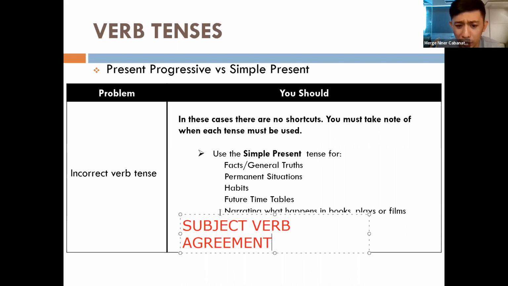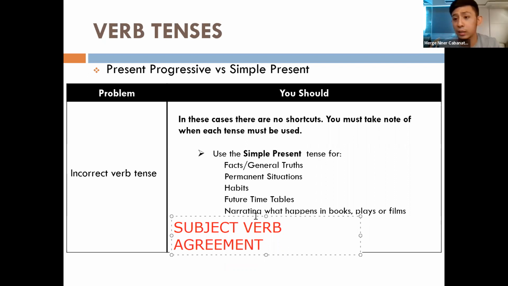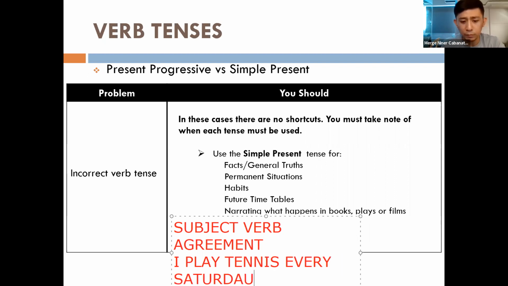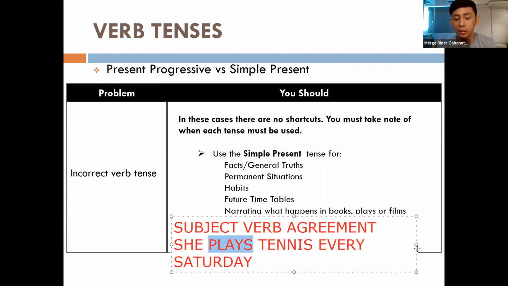So sir, ano po ba itong habits? Halimbawa, mga bagay na nakasanayan o lagi kong ginagawa, di ba? Halimbawa, naglalaro ako ng tennis tuwing Saturday, di ba? I play tennis every Saturday. Sir, what if she, di ba? Babae. O she plays tennis. So subject is she, singular. So yung verb mo, play, may S, singular. Okay? So subject-verb agreement, you're just going to follow the basic subject-verb agreement. That is your simple present.